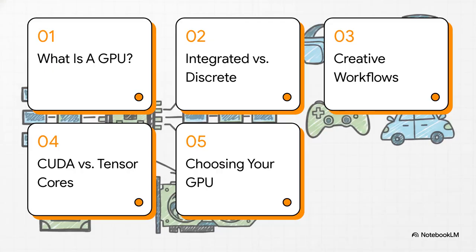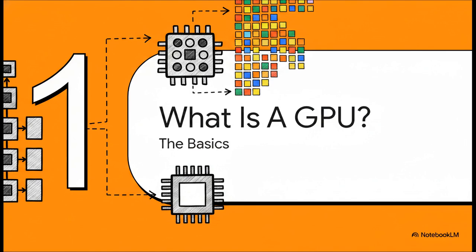Here is a quick roadmap for our explainer today. We're going to cover: 1. What exactly is a GPU? 2. Integrated versus discrete graphics. 3. Speeding up creative workflows. 4. CUDA versus tensor cores. And finally, 5. Choosing your perfect GPU. Okay, starting right off with Section 1.